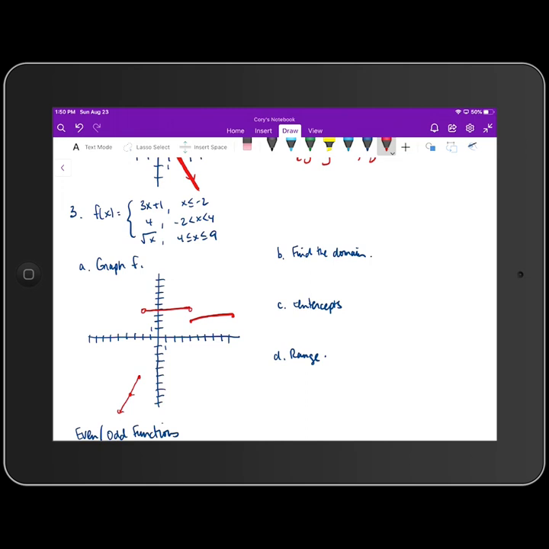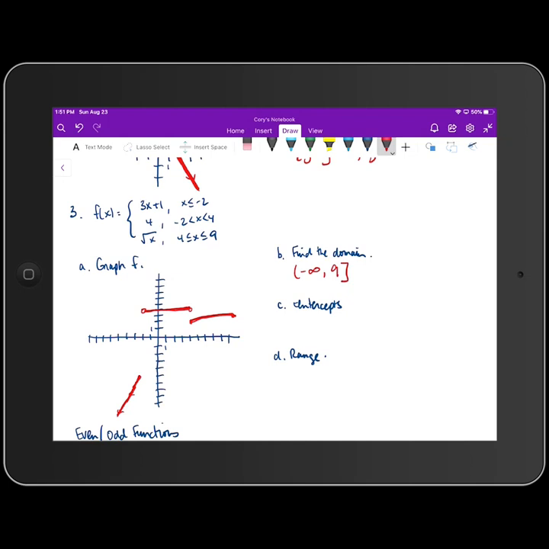Okay, so let's find the domain. So what x values are going to get covered up by the graph? Well, the smallest x value on the graph is negative infinity. And then all the x values from negative infinity to negative 2 get covered up by that part of the graph. But then we have all the x values from negative 2 to 4 get covered up by this part of the graph. And all the values from 4 to 9 get covered up by this part of the graph. So our domain, I'm just going to write it in interval notation here, is going to be the half closed interval from negative infinity to 9.